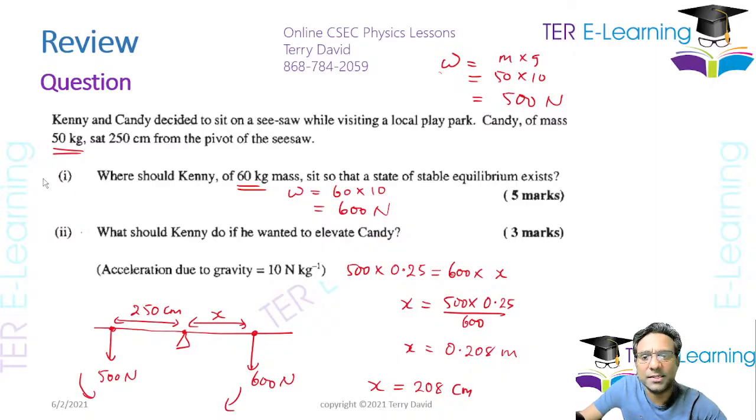So that's my answer for the first part, that is, where should Kenny sit? He should sit 208 centimeters from the pivot. What should Kenny do if he wanted to elevate Candy? Right now, as it is balanced, the seesaw is horizontal. Now, if you want Kenny to elevate Candy, meaning you want her to rise above the ground, what do you all think Kenny needs to do?